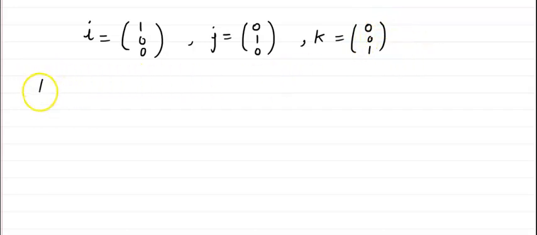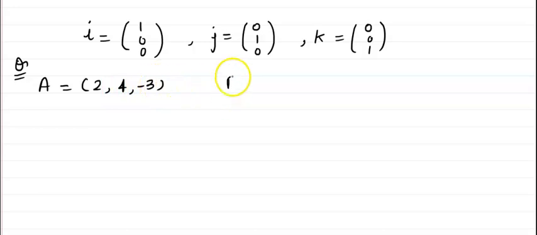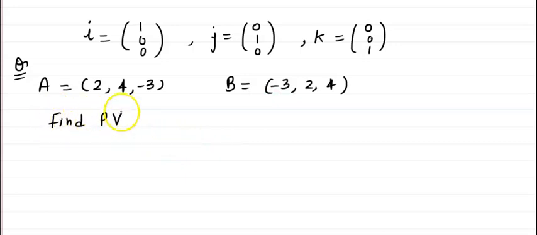So if a is any point, here is a question now. If a is given by 2, 4 and -3, and b is given by -3, 2 and 4, you need to find the position vectors. In short, I'm writing PV. Find the position vectors of A and B. So please pause the video and have a go.